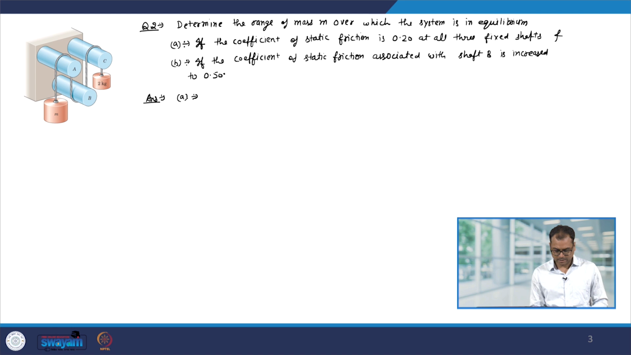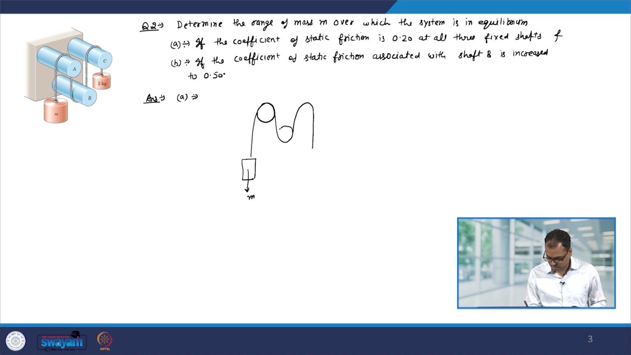Let us look at part A. So, you have 3 shafts. This mass is m, you have one shaft here, one shaft there and one shaft here. This is A, B and C, and here I have a 2 kg mass.